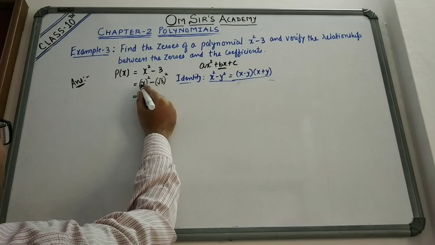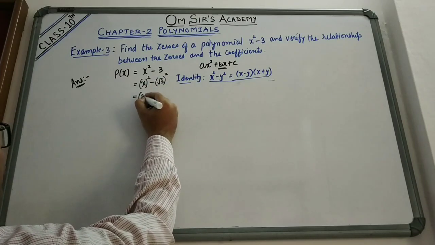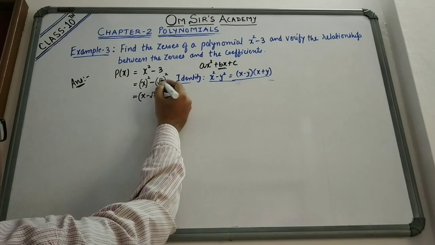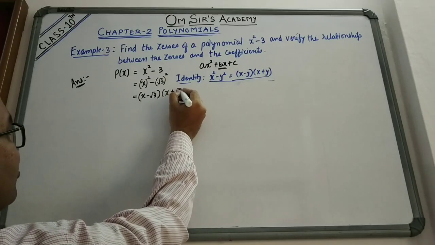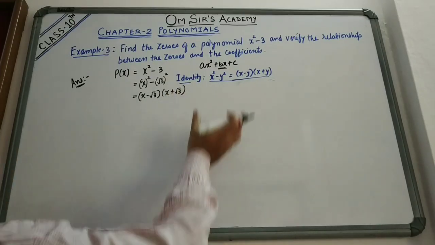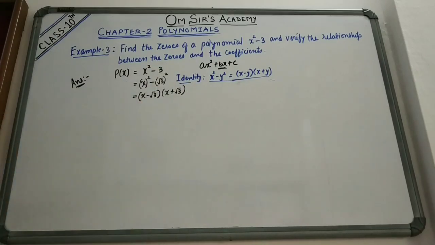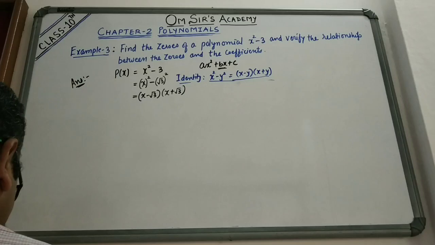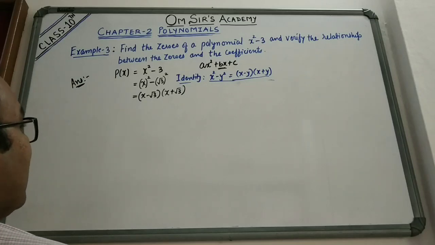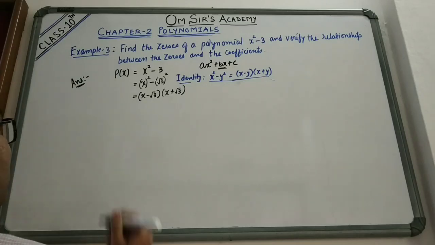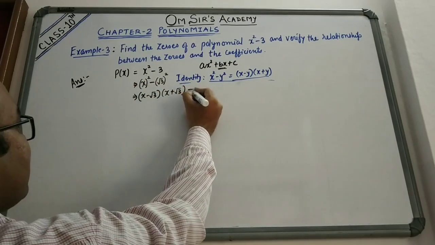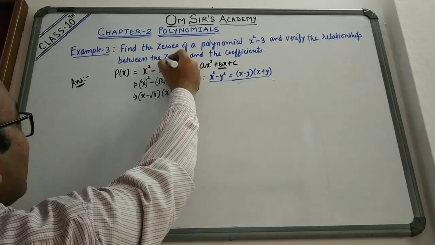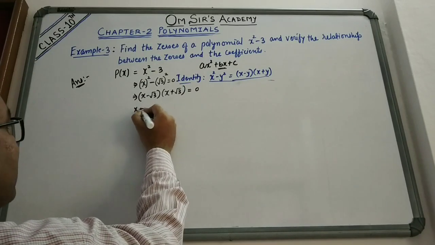So my first factor will be x minus y, that is x minus √3. Is it clear? And my second factor will be x plus √3. So by this identity I factorized this polynomial. Is it clear, friends? Now these are the two factors I have found. Now if I equate these two factors with 0, I will find the zeros of the polynomial.